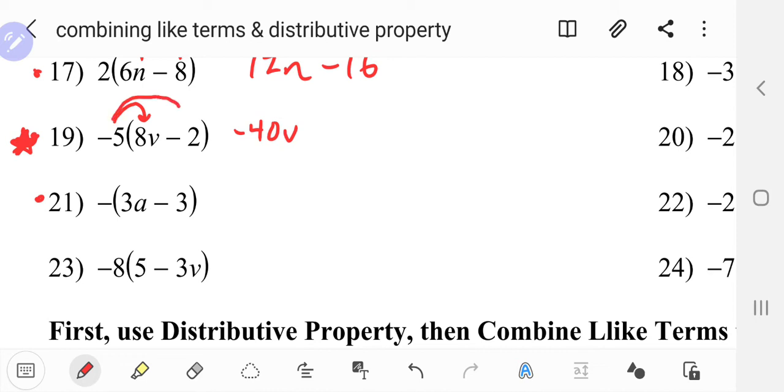If we were to distribute it to here, what's going to happen here? So we have a negative and a subtraction. When you multiply a negative times a term that's being subtracted, it actually turns to addition. A negative times a negative is a positive. So that's adding 10, since 5 times 2 is 10.